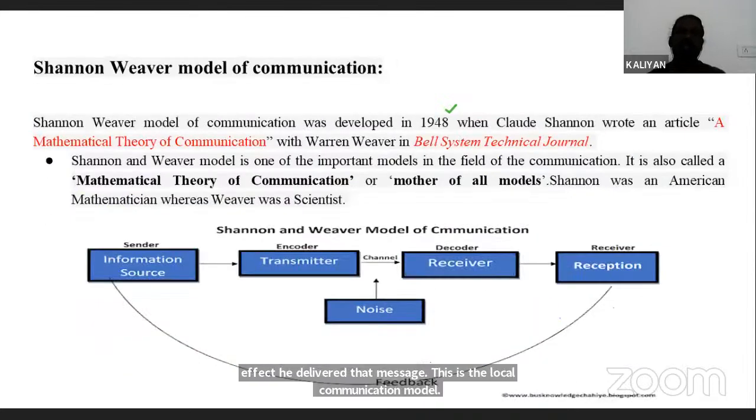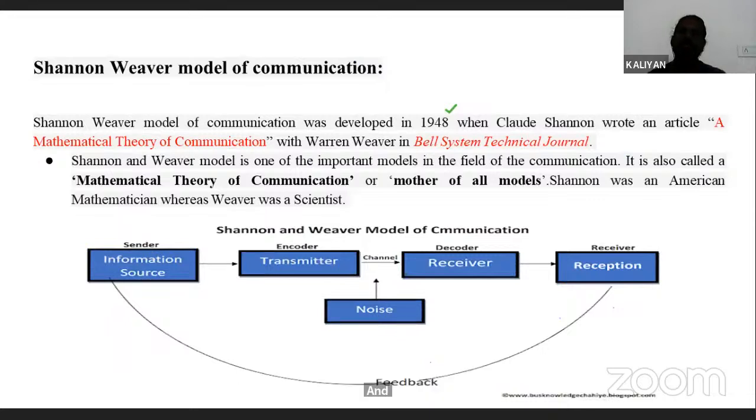And the Shannon-Weaver model of communication was developed by Claude Shannon, who wrote the article Mathematical Theory of Communication. A question may come: who gave the mathematical theory of communication? It is Shannon-Weaver. It is an important model in the field of communication, the mother of all the models. Shannon was an American mathematician, and Weaver was a scientist.